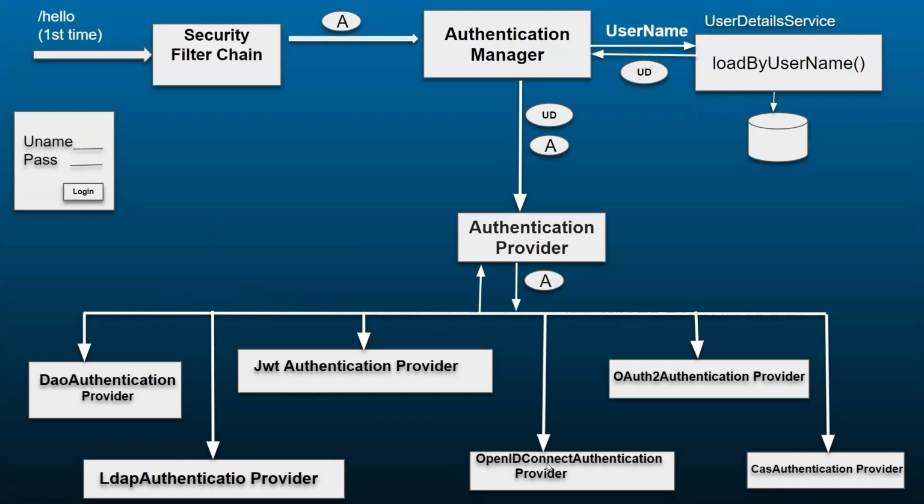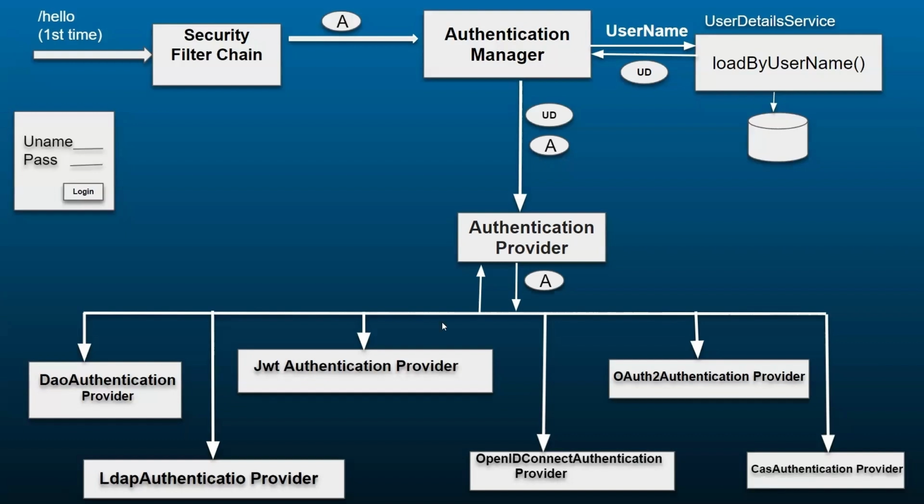Let me explain. If you want to apply security based on the database, then you have to choose DAO authentication provider. If you want security based on the JWT token, then you choose the JWT implementation. For LDAP, this implementation. For OAuth2, you choose the OAuth2 provider. Basically, on many websites you see log in with Google or log in with Facebook, so for that you can go for this. And if you want single sign on, then you can go for the CAS authentication provider.